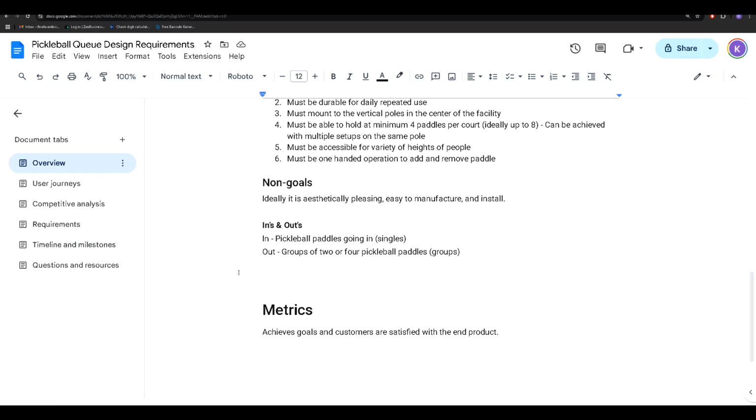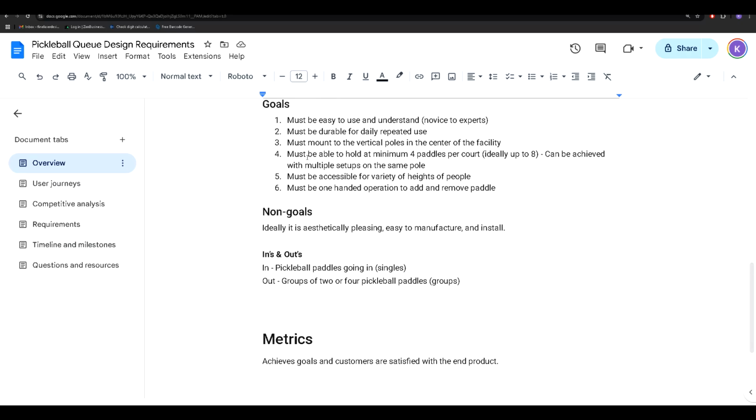Metrics, there's not really any metrics for this specific product, other than it achieves the goals and the customers are satisfied with the end product. Obviously, we do have some metrics in that it must be able to hold 4 paddles per court. We could add different metrics where you might be able to load and unload a paddle within 3 or 4 seconds, things of that nature where we have specific numeric time. But for this product, since it's pretty casual, I'm not too worried about any metrics. Depending on what you're working on, there may be more things.